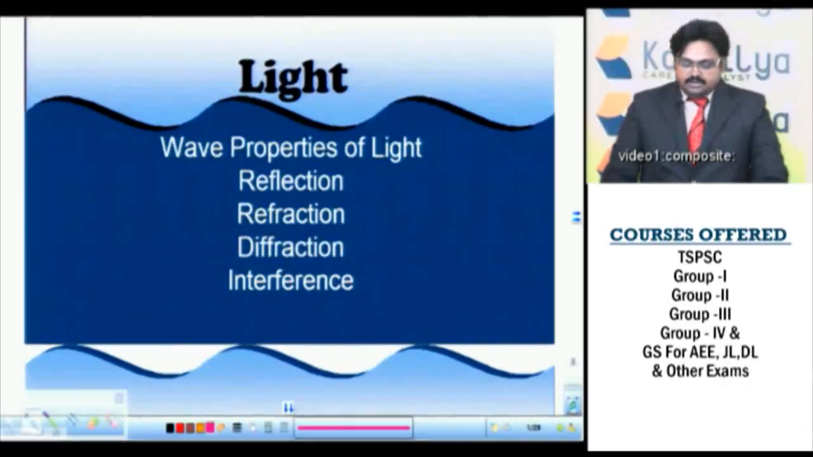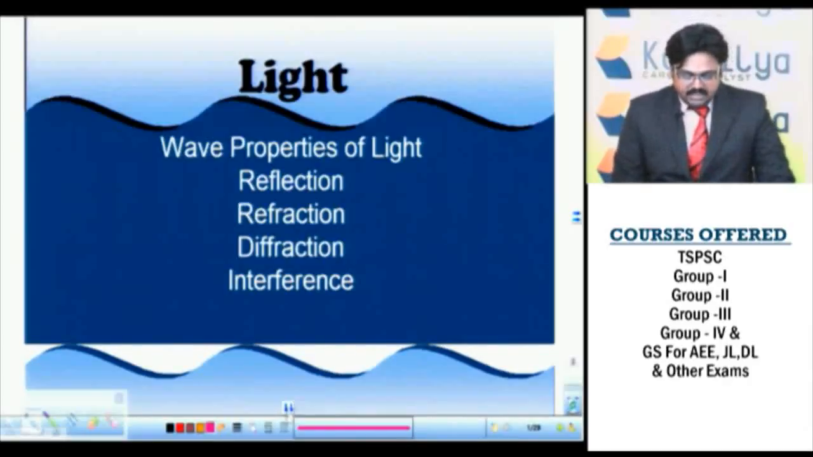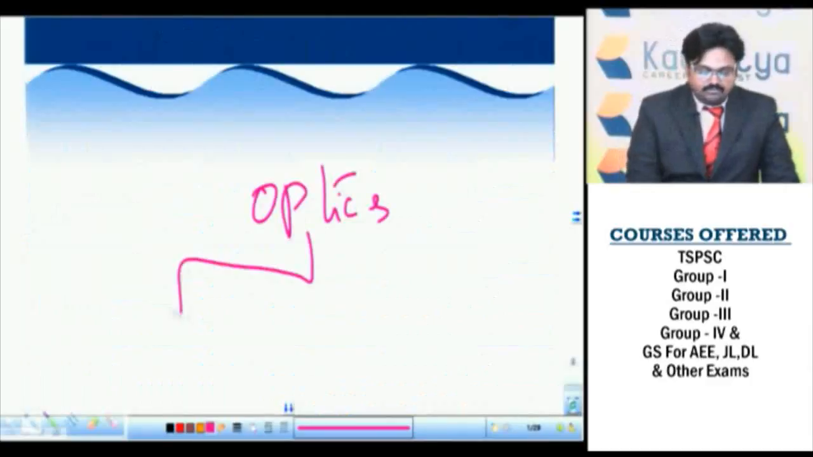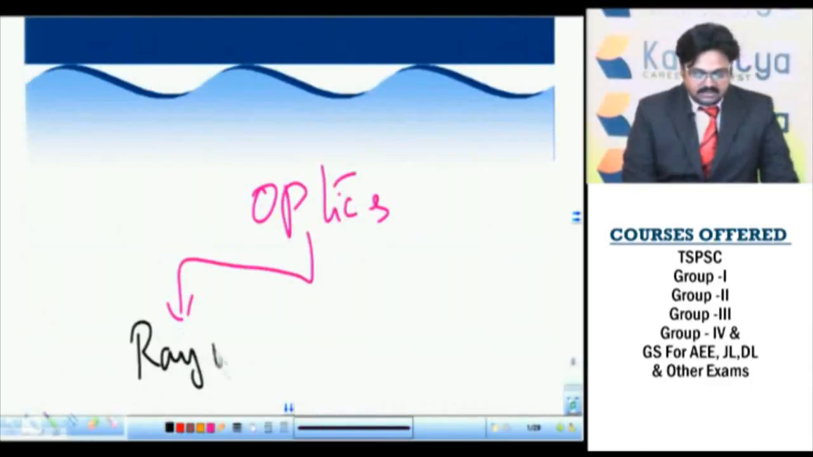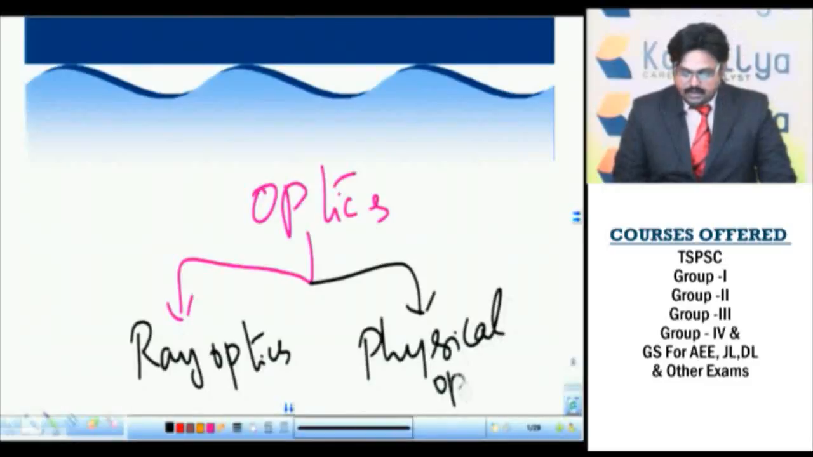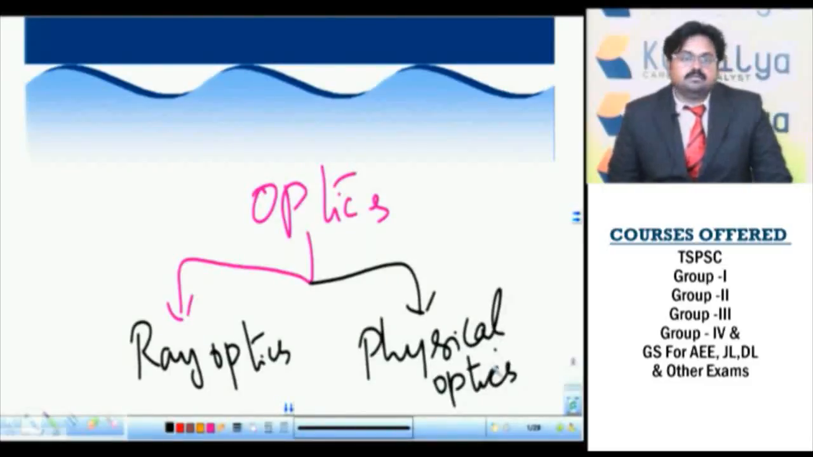Hi friends, today we will be discussing the concept of light. Actually, light comes under optics. There are two branches of optics: one is known as ray optics and the other is physical optics. Today I will be discussing physical optics.